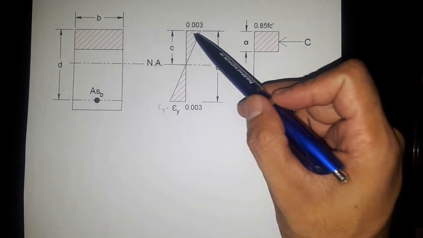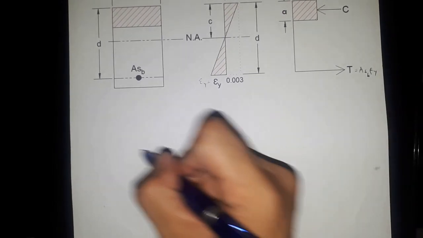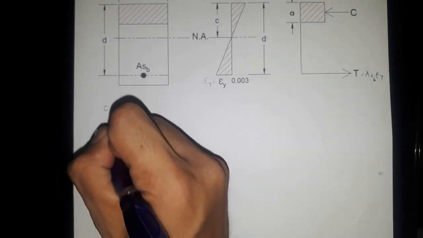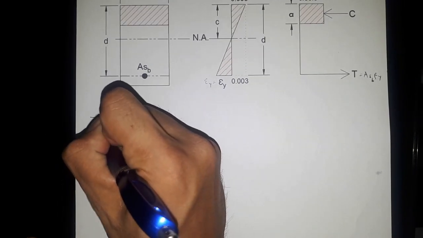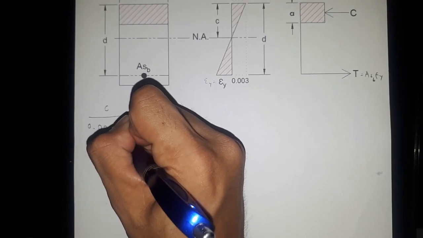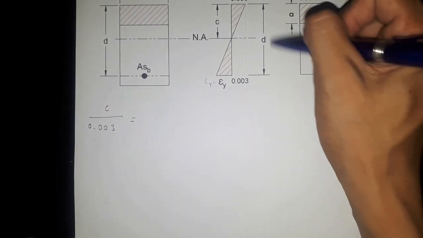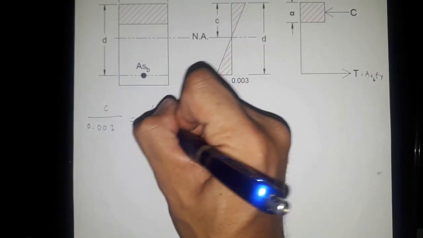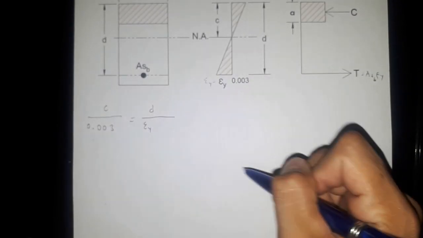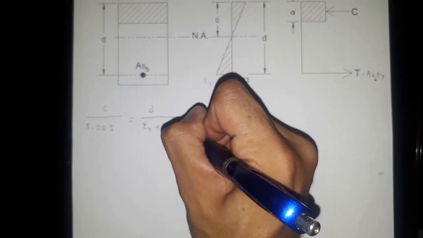So, if you make ratio and proportion dito, magiging C is to 0.003 equals yung D natin. So, D is to yield strain plus 0.003.